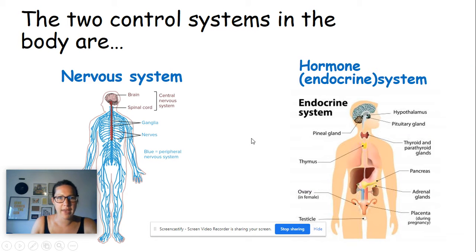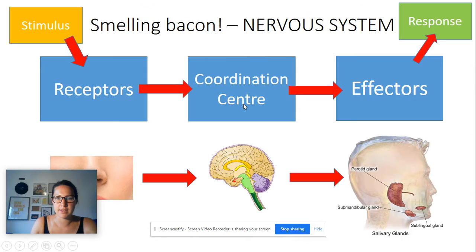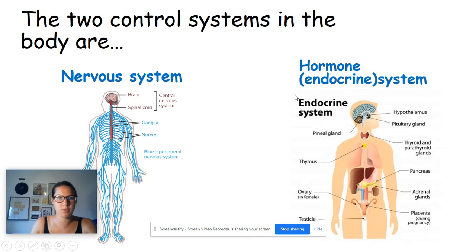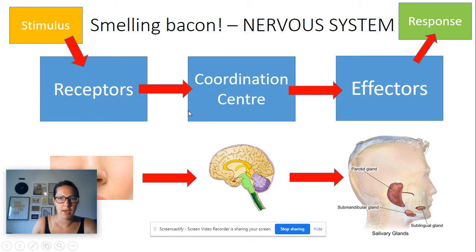So a couple of examples then of these responses to our environment. Just to remind you, we've got two control systems, the nervous system and the endocrine system, and both of them follow this process. So there's a stimulus, receptors, coordination center, effectors, and response. I'm just going to show you one example for each, just to give you an idea of what this is all about.